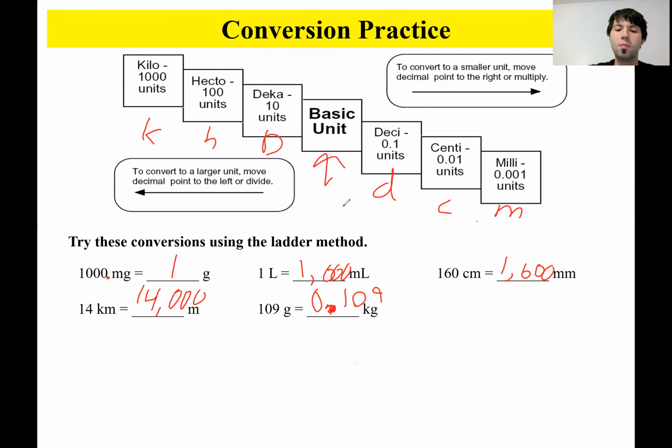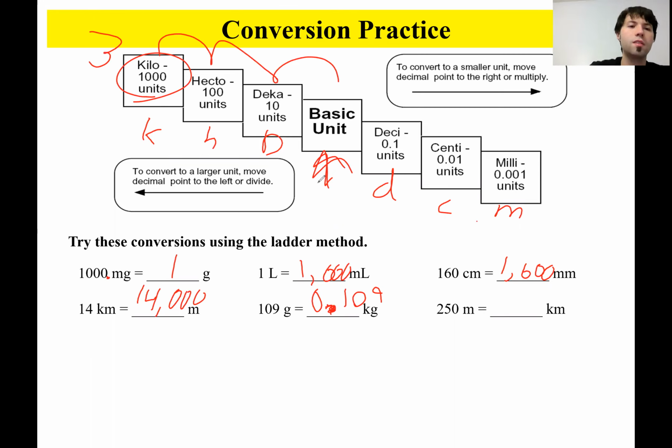Okay, and last example problem. And I hope this video has helped you guys. Trying to remember how to use 2 programs at once. 250 meters equals how many kilometers? Okay, so this should look similar again because I'm starting on my basic unit and I want to get to kilo. So it's the same process, almost the same problem now, just a different number. Moving 1, 2, 3 hops to the left.